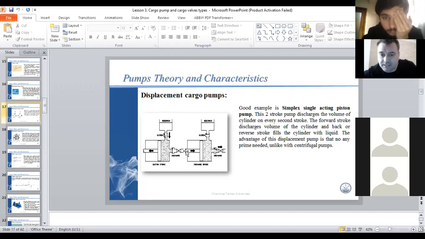So the next cycle is here. The piston is going forward, going to push the cargo out this way. In this case, this valve must be closed. So it's very easy. Again, I repeat, like a syringe.